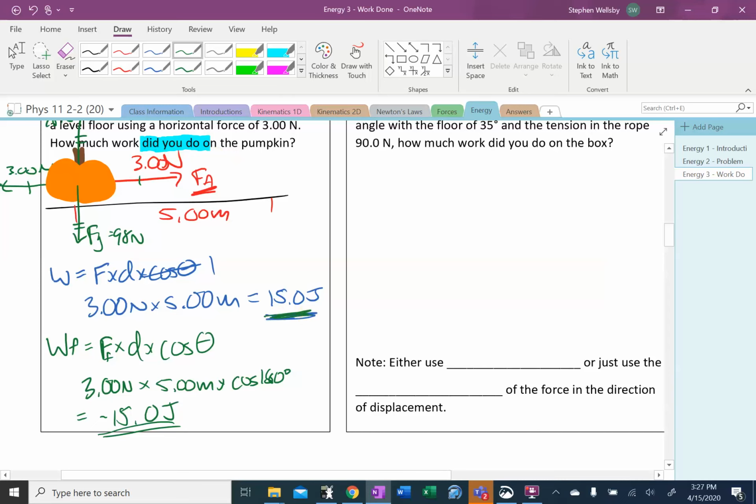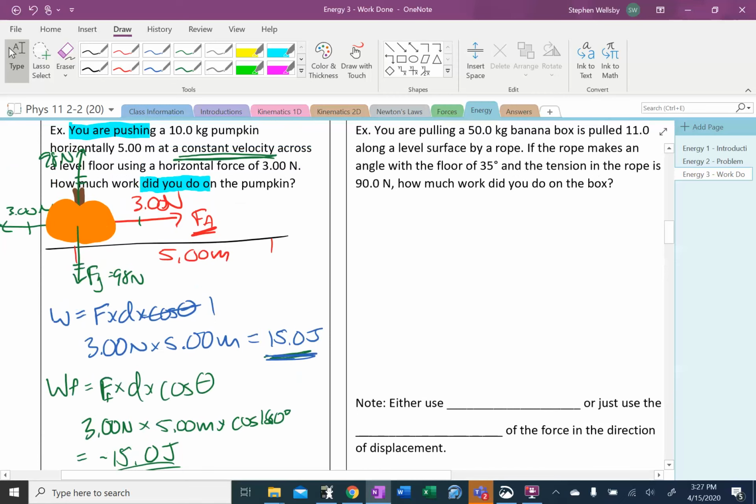If I were to ask you how much work overall was done on the pumpkin, we can see that the answer would be 0. And this should make sense because work is a change in energy. So from where the pumpkin started to where the pumpkin finished, did it gain potential energy? Well, no, it's still on the same level surface. From where it started to where it finished, did it gain kinetic energy? Well, again, that's no, because it was moving at a constant velocity.